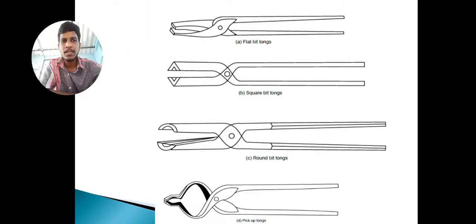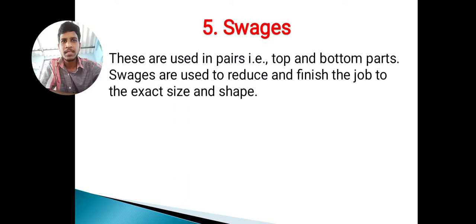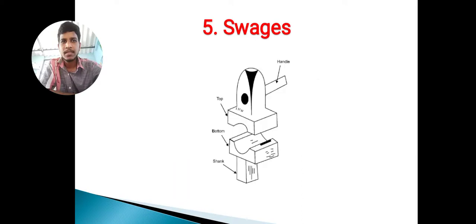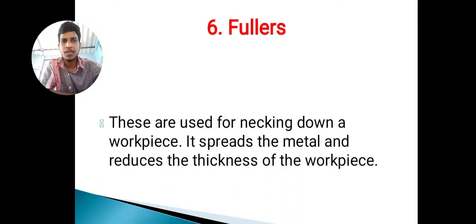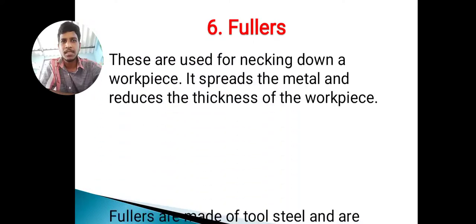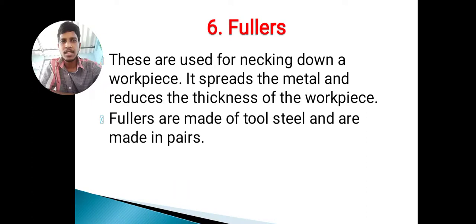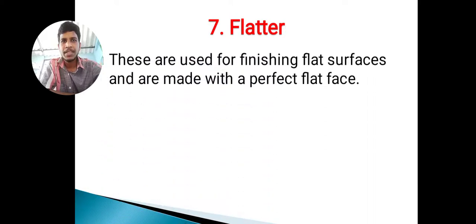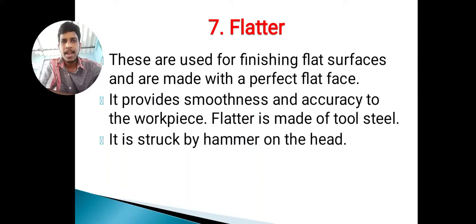Those are made of steel. Next, swages. These are also used in pairs, top and bottom parts, used to reduce and finish the job to exact size and shape. These are the swages. And next, fullers. These are used for necking down the workpiece. They spread the metal and reduce the thickness of the particular workpiece. Fullers are made of tool steel and made in pairs, up and down. These are the fullers. And next, flatters. These are used for finishing flat surfaces and are made with a perfect flat face.